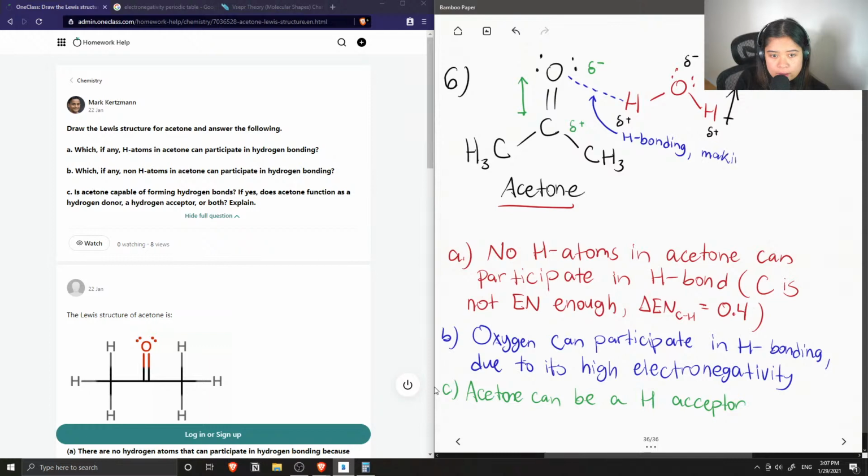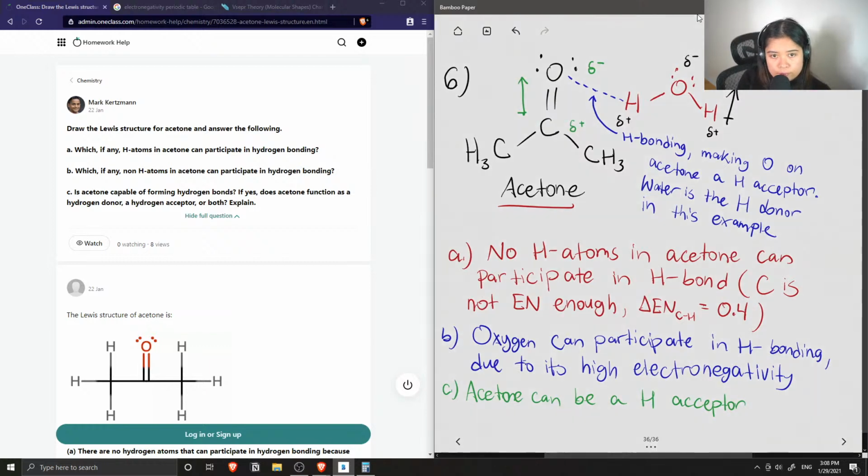Making the oxygen on acetone a hydrogen acceptor. And for this example, the water acts as the hydrogen donor. So I'll just add that too. Water is the hydrogen donor in this example. Okay, so this kind of sums up hydrogen bonding.